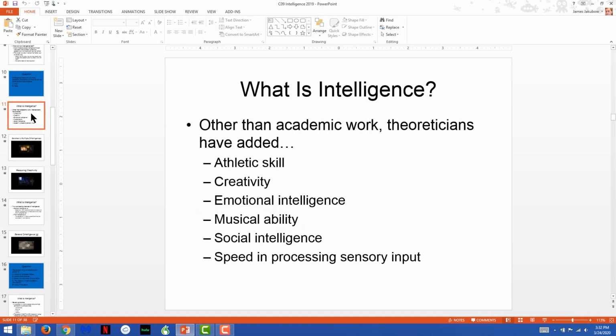Social intelligence. Social intelligence is one of the last components that were actually added to the whole intelligence construct. Social intelligence is related to your ability to manage other individuals. So, for example, a person with high social intelligence would probably be someone like a chief executive officer.